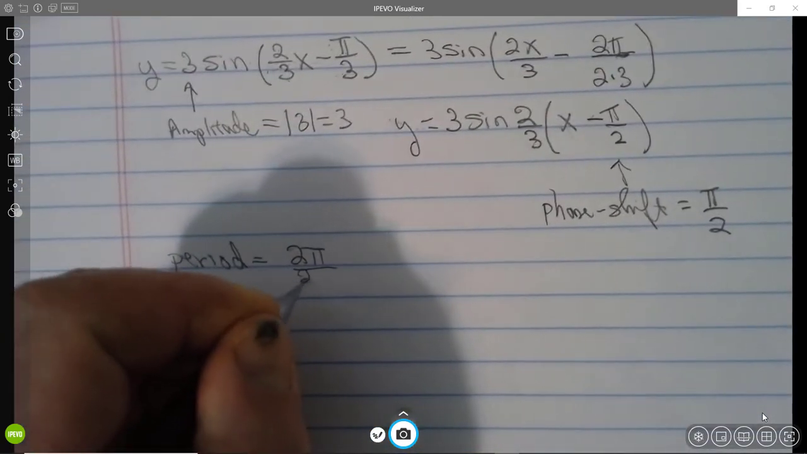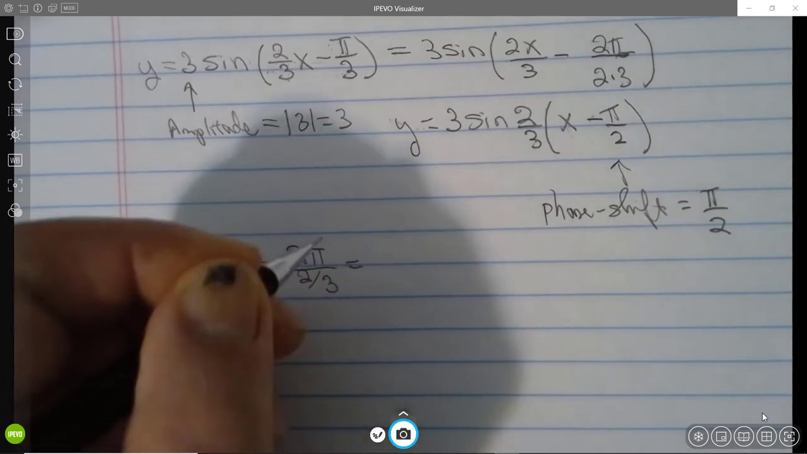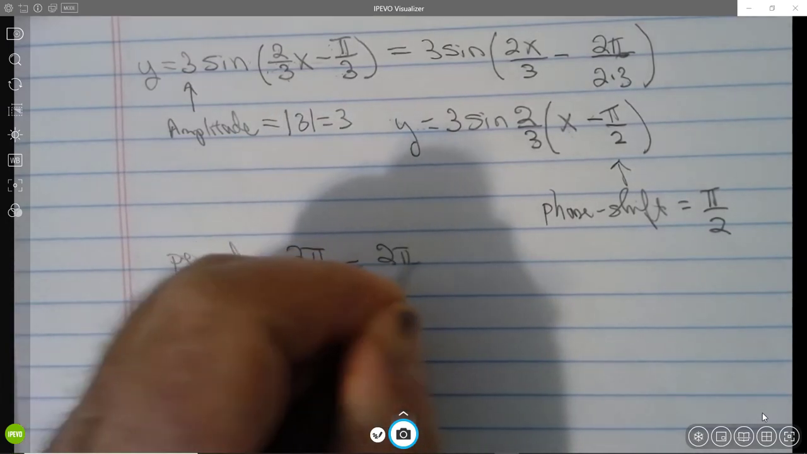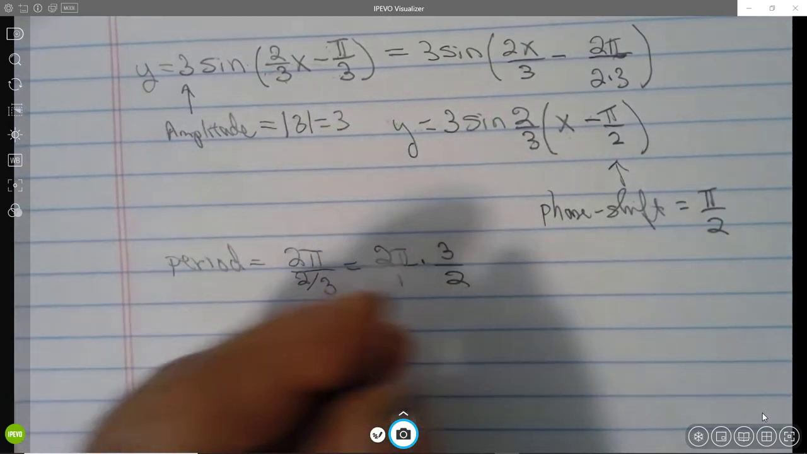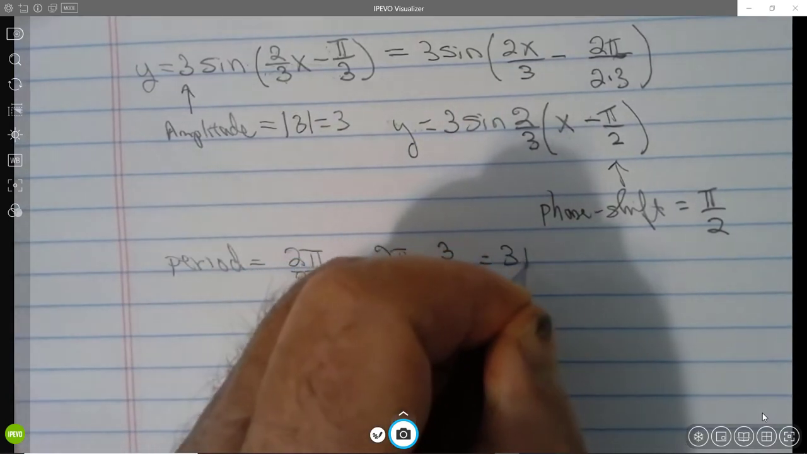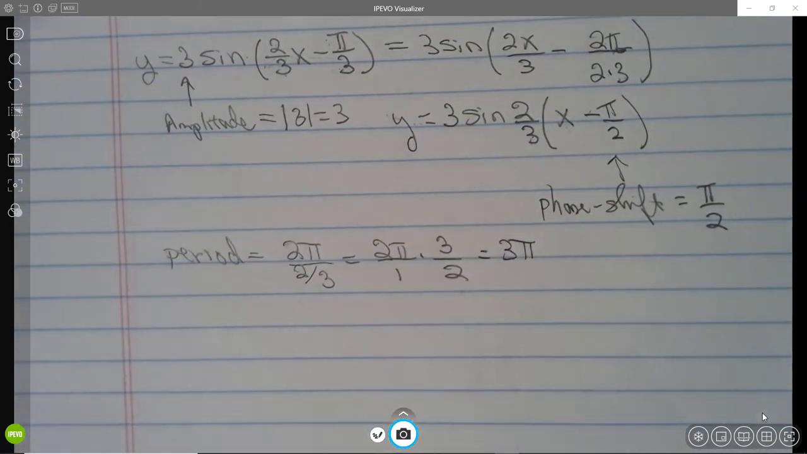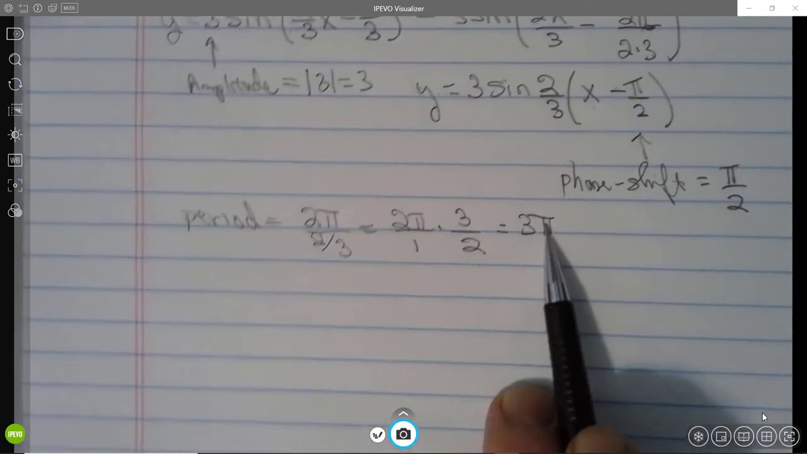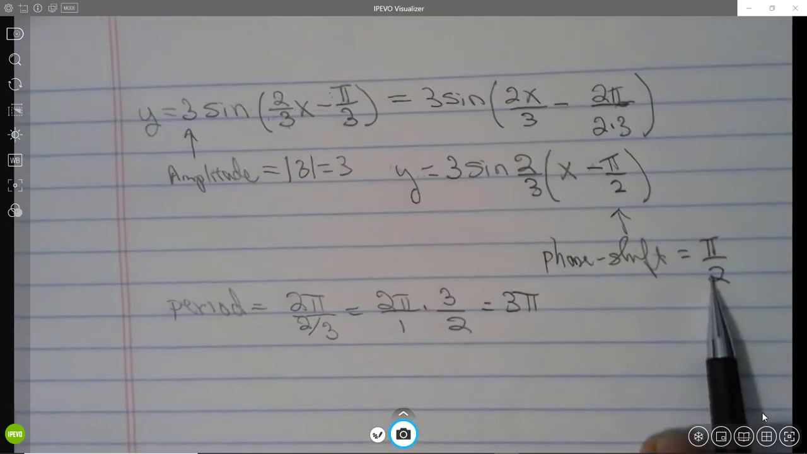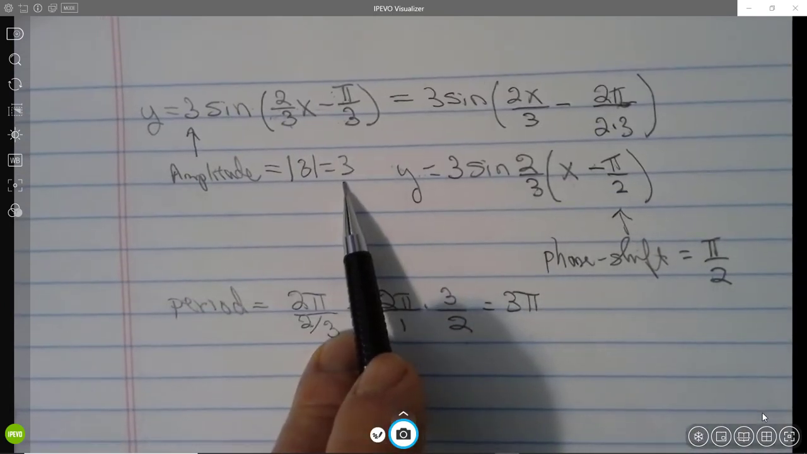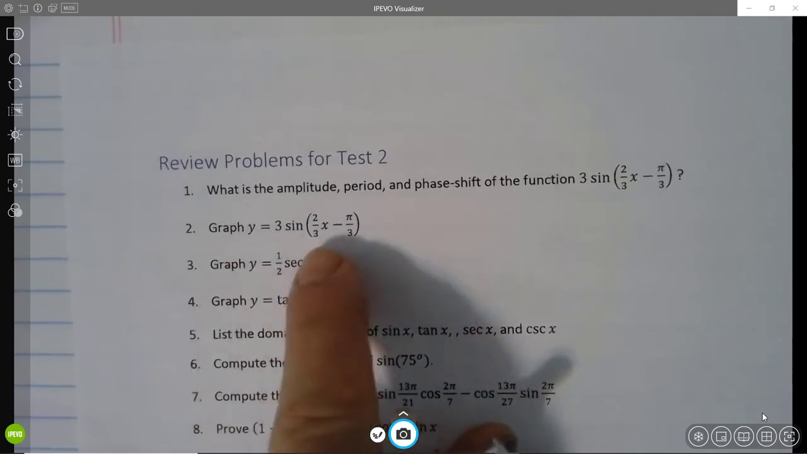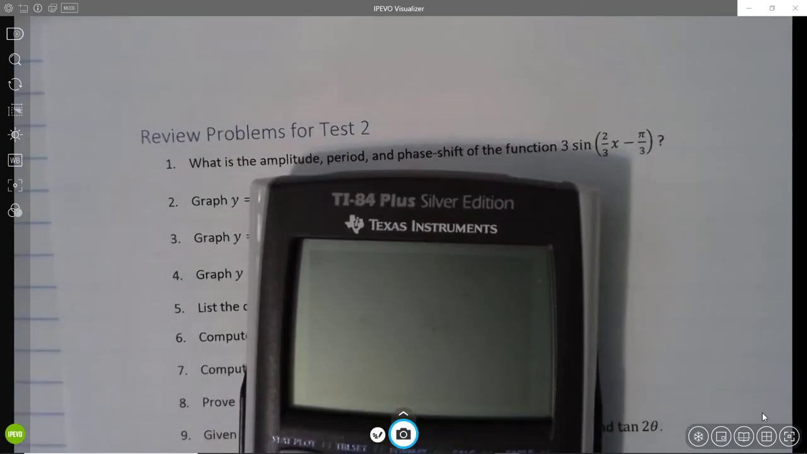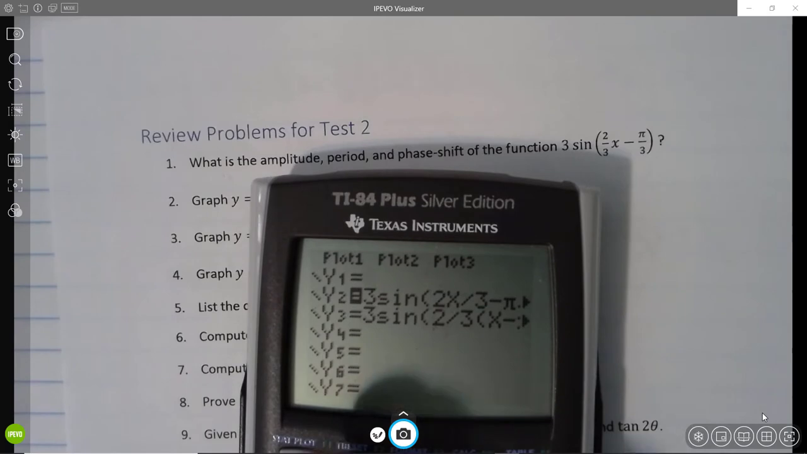So dividing by 2/3 is the same as multiplying by 3/2. So the 2's cancel out, and we get 3 pi for a period. So period's 3 pi, phase shift is pi over 2, amplitude is 3. So that answers the first question. The second question is to graph this function. Well, we have an approximate graph of it right here.